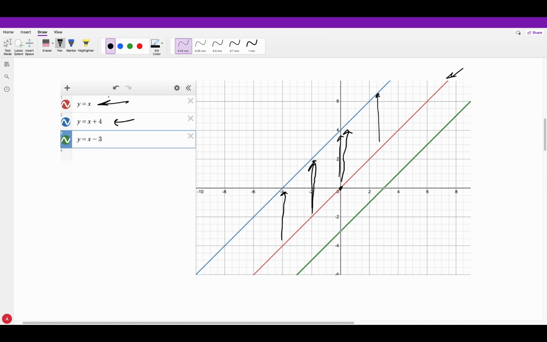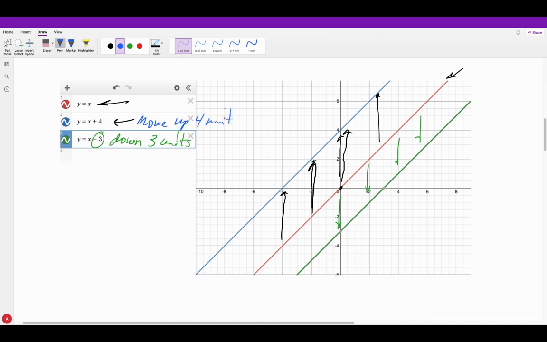And the same thing for this one. If we look at the green one, from our parent function, everything just moves down 3 units because it says we're minusing 3 from it. So it kind of makes sense. So this tells us that we have a translation that we're moving down 3 units. Here we would say we move up 4 units.